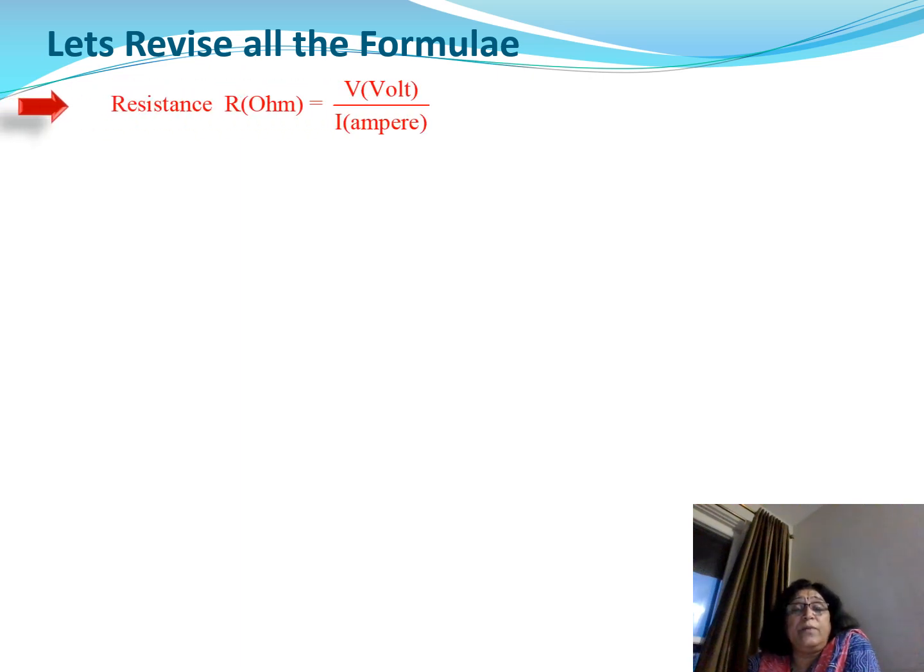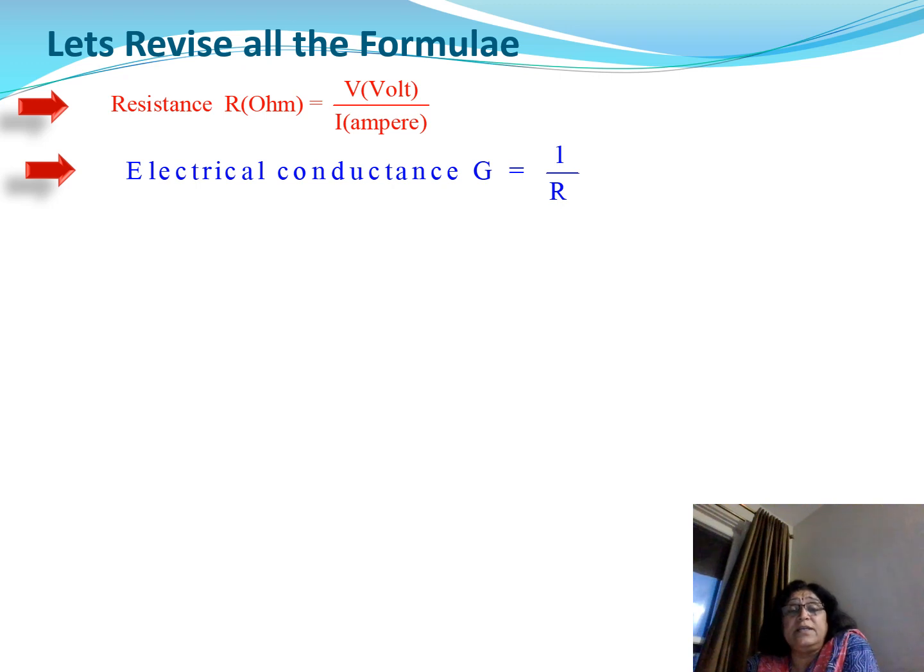Resistance is equal to V upon I. The unit of R is ohm, V is volt and I is ampere. So the other unit for R is volts per ampere. Electrical conductance is represented by G and it is equal to inverse of R. So G is conductance. Conductance is the ease of flow of current. R is the hurdle in flow of current. So G is inversely proportional to R.